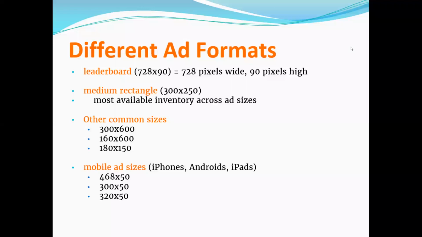One is called 728 by 90. 728 pixels is the width and the height will be 90 pixels. This one is a medium rectangle, 300 by 250. And other common sizes, please write down: 300 by 600, 160 by 600, 180 by 150. Mobile ads: 468 by 60, 300 by 50, 320 by 50. These are ads. Where do they display? When you open this AdSense website, you will see ads like this. Mobile will be like this.